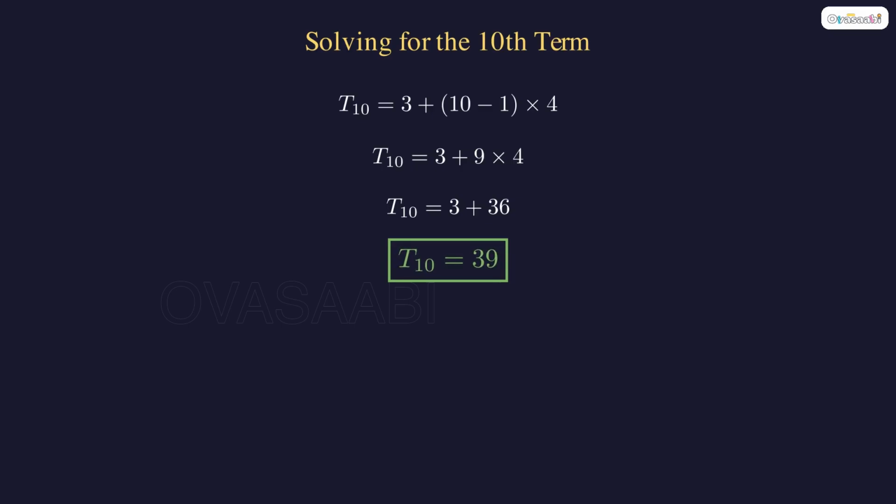We use the formula Tn equals A plus (n minus 1) times D. Substitute: T10 equals 3 plus 9 times 4. That gives us 39.